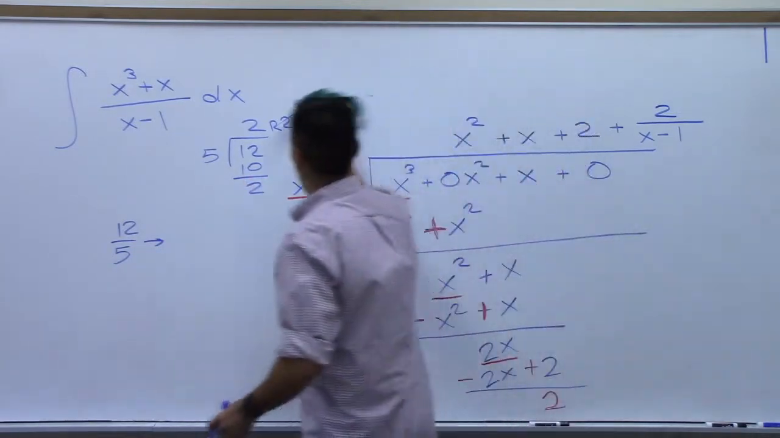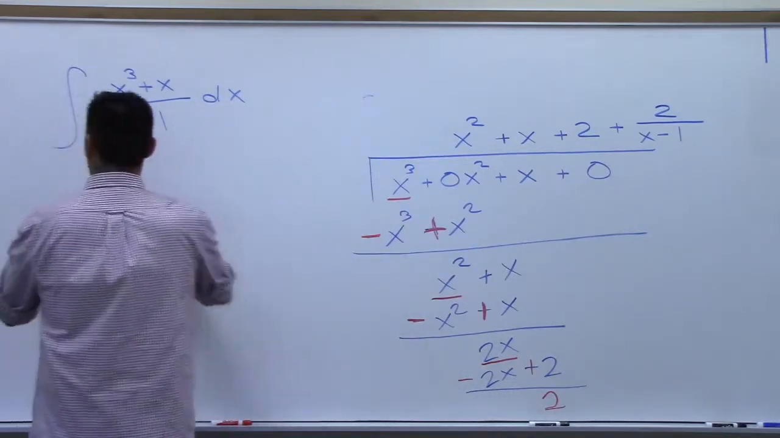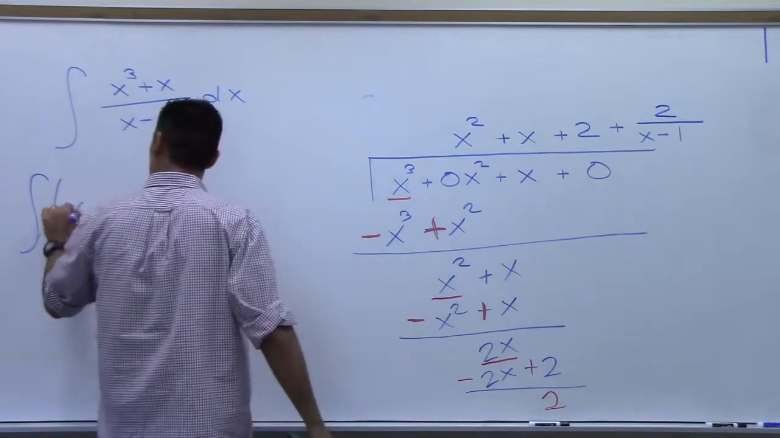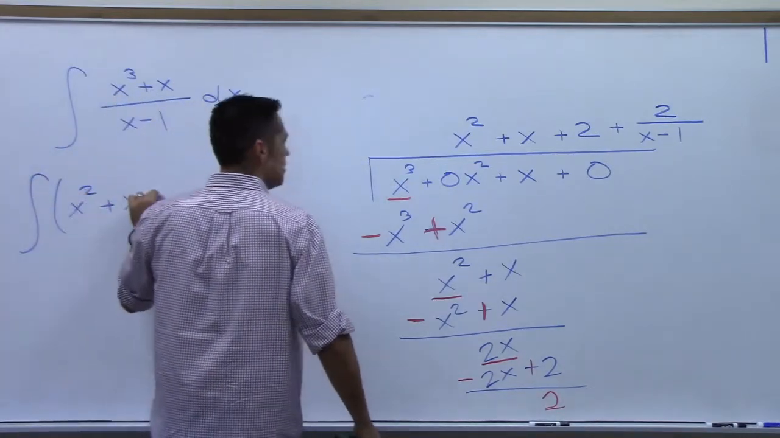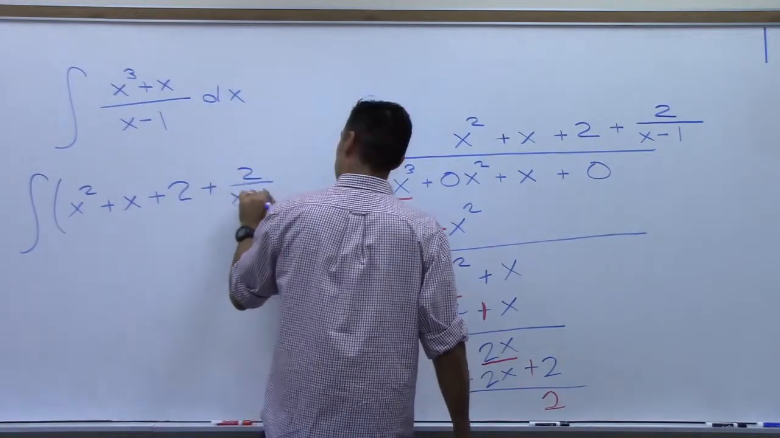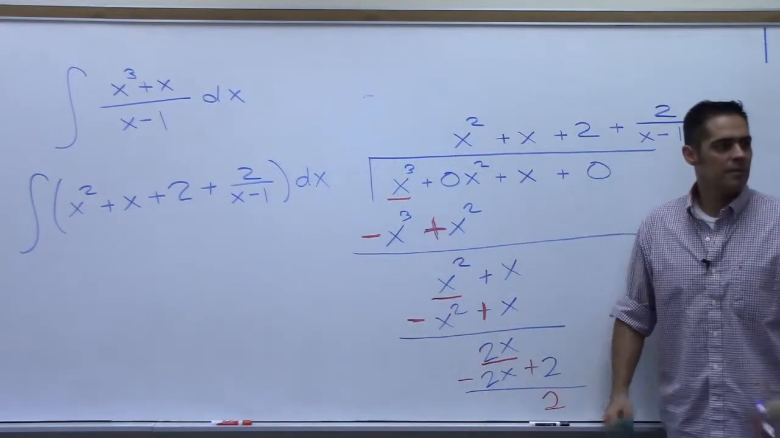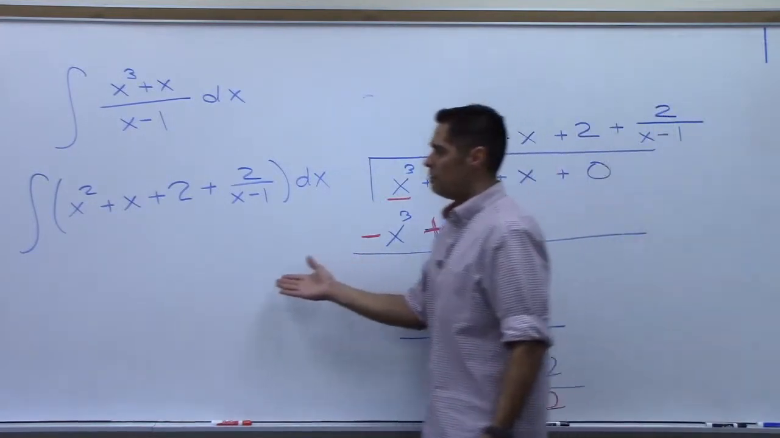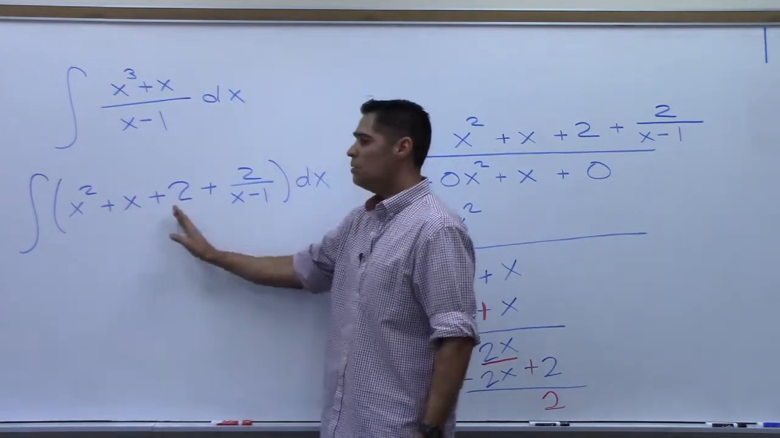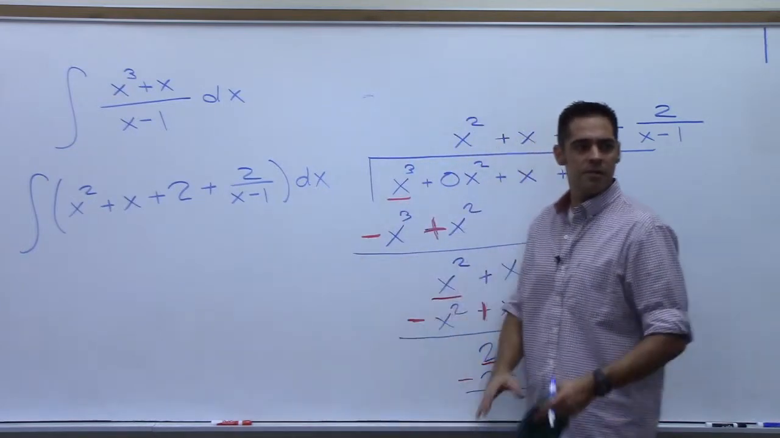But look at what we gain by this. Look at how great this is going to be for us. If we take the integral of that expression, are you going to be able to integrate that? With ease, right? Because you can now integrate term by term. Power rule, power rule, power rule. Constant over linear. We're in business.